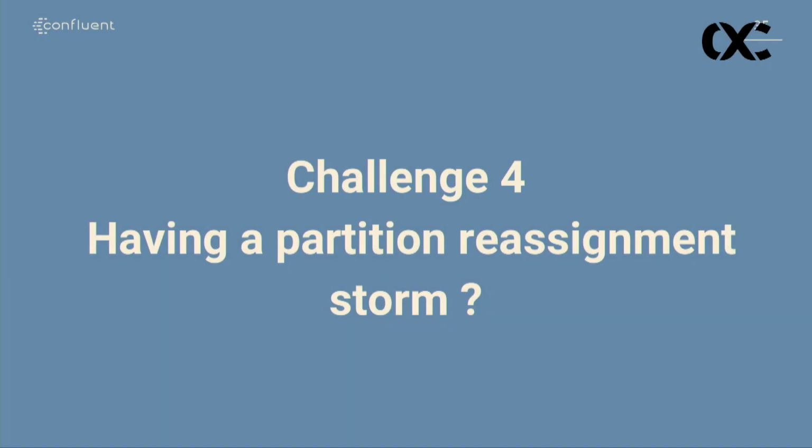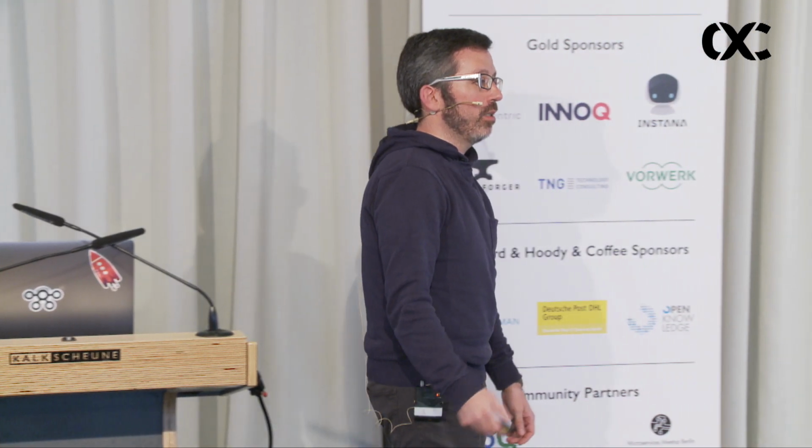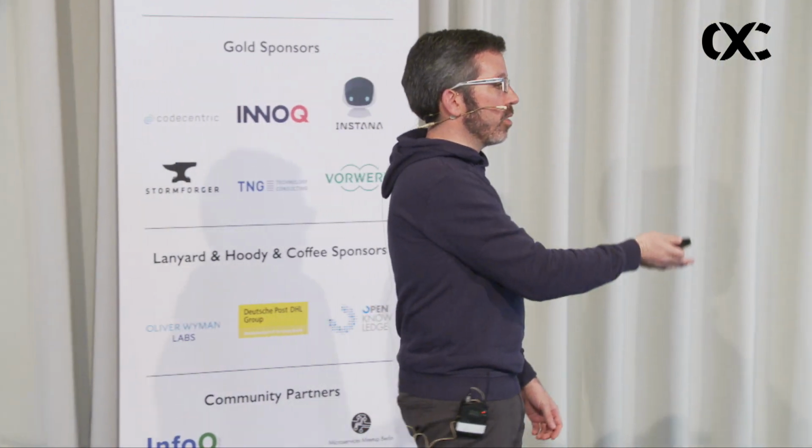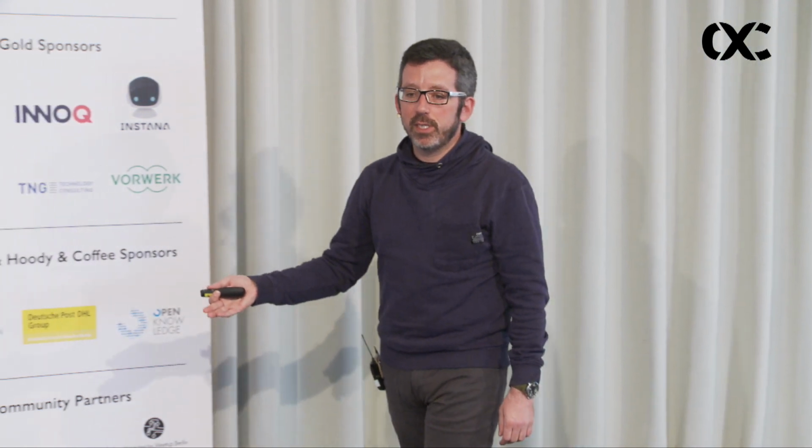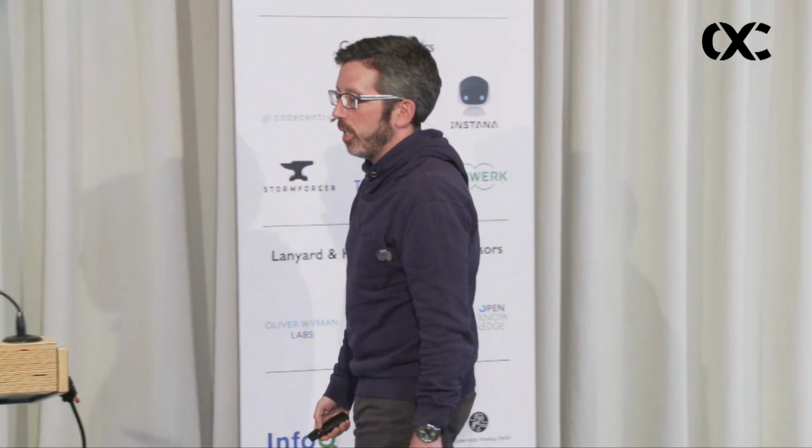Challenge number 4, partitions reassignment. We write to the leader. If we get 1,000 leaders in one node and no leader in the other node, all the traffic is going to go to the partition leaders. We need to have an even number of leaders in each broker, so the load for each broker stays evenly distributed.